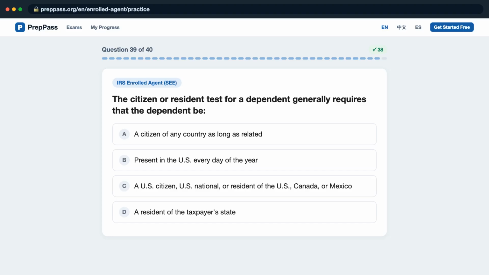Question 39. The citizen or resident test for a dependent generally requires that the dependent be, is it A, a citizen of any country as long as related? B, present in the U.S. every day of the year? C, a U.S. citizen, U.S. national, or resident of the U.S., Canada, or Mexico? D, a resident of the taxpayer's state?